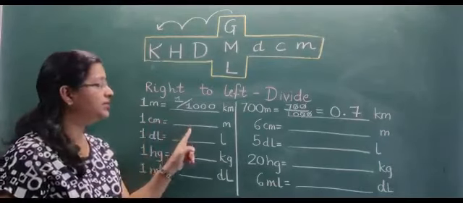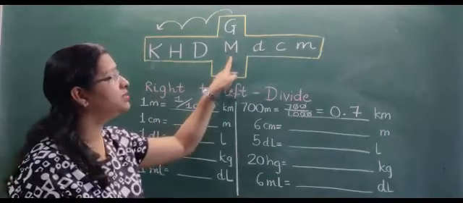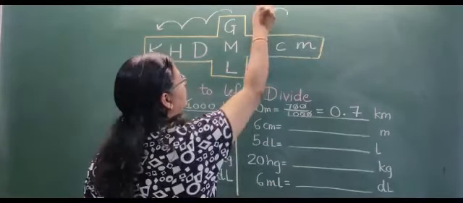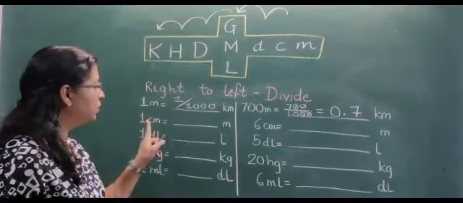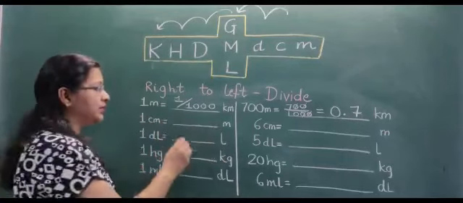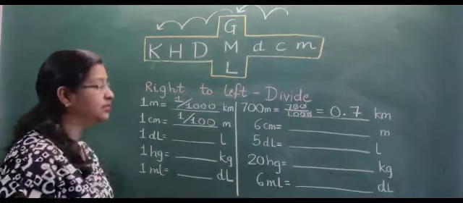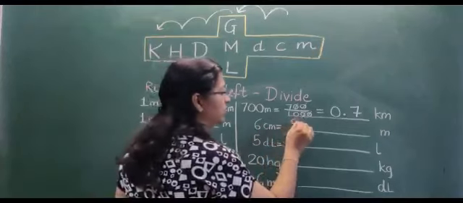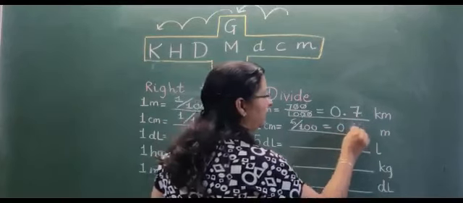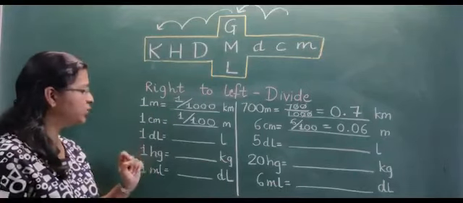1 centimeter is equal to how many meters? So you can see centimeter here and meters here. So what you are going to do? You are going to move 2 places to the left. 1, 2. So you have to divide by 100 to convert from centimeter to meter. So 1 centimeter is equal to 1 upon 100 meters. So 6 centimeter will be equal to 6 upon 100, which is equal to 0.06 meters. Now let's have a look at this next one.